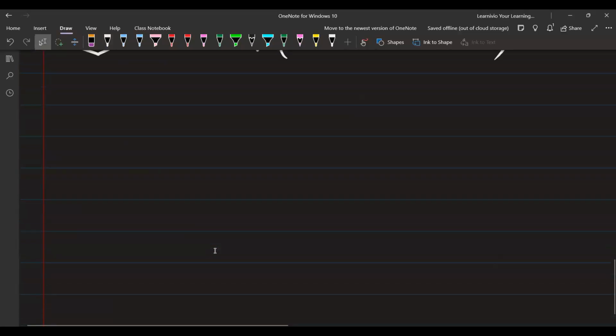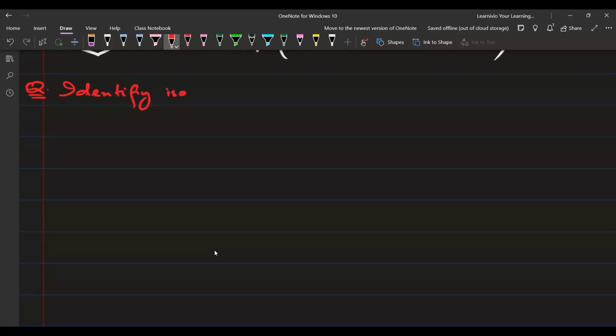Now, a few things. There is a question in NCERT, that identify the isomeric alkenes for preparation of butane. Zainab, I will send you the PDF. We will send this PDF right after the class, okay? Yes, sir.